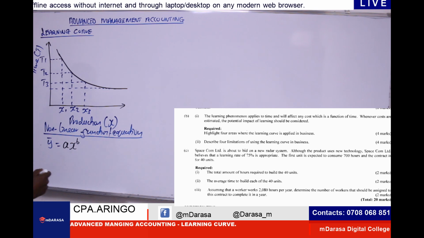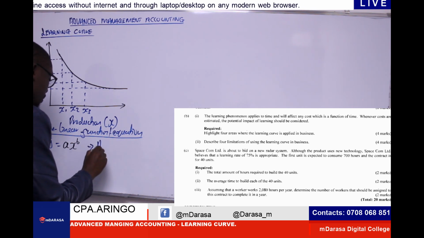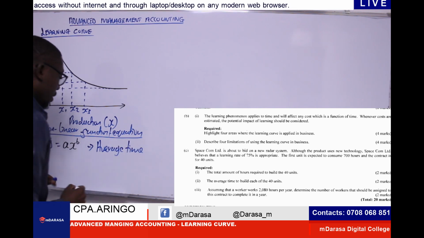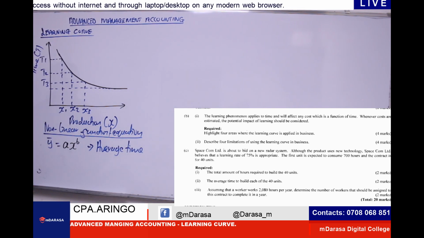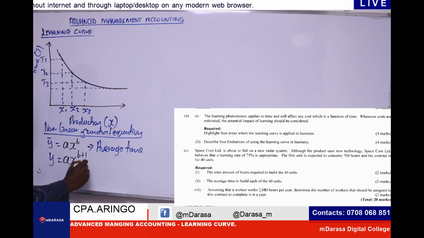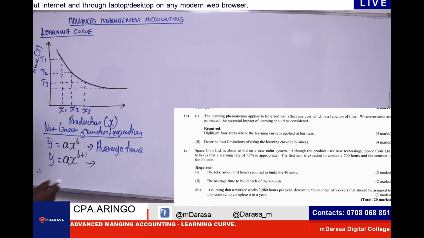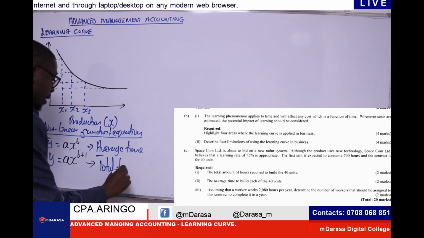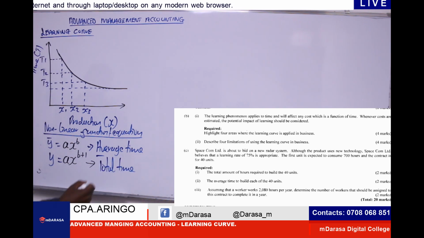In this case, you've agreed this is to determine the average time that we will be taking. The other bit, we are having the total time, which in this case, we are talking about y. So y will be talking of ax raised to power b plus 1. So in this case, we are talking about the total time. This is how we can determine our total time.